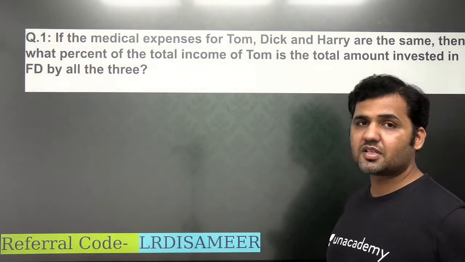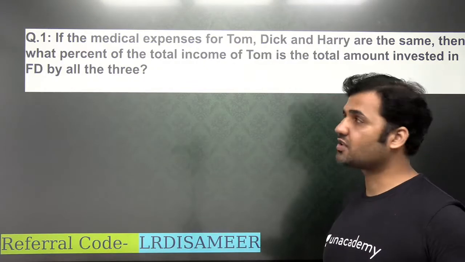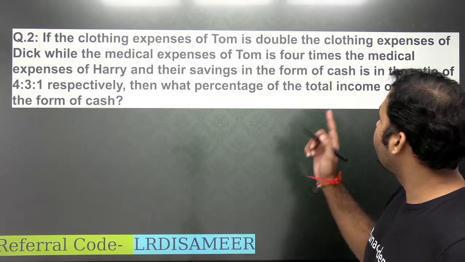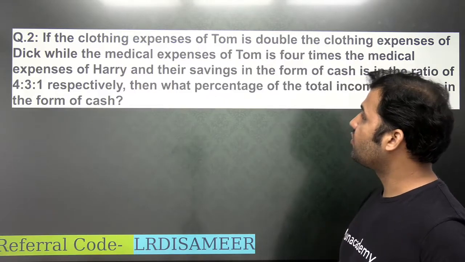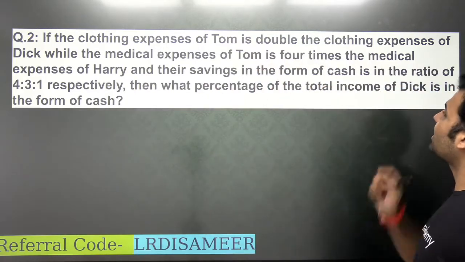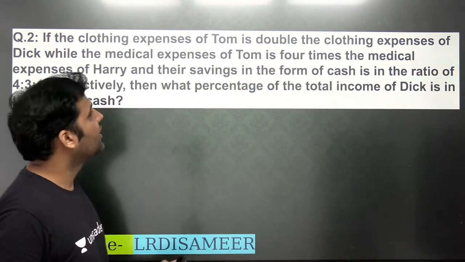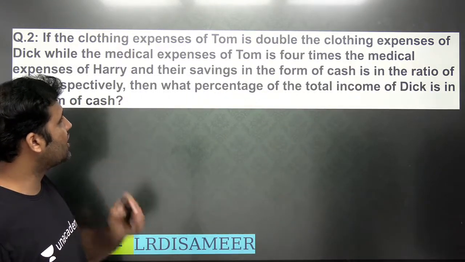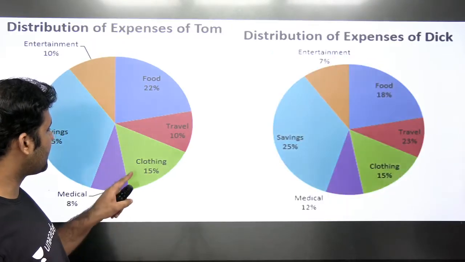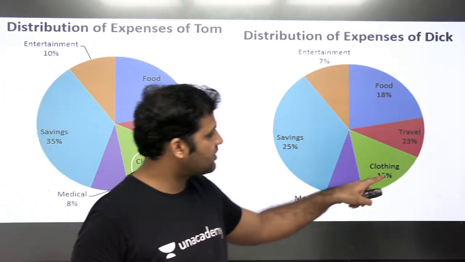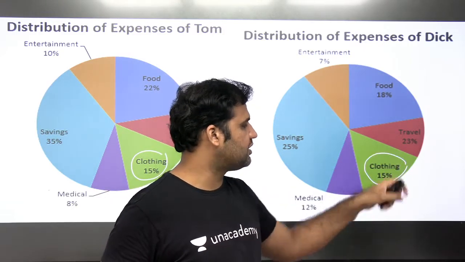Question number 1 has been discussed. 18.5% was the answer of the question. Question number 2 says, if the clothing expense of Tom is double the clothing expense of Dick, while the medical expense of Tom is 4 times the medical expense of Harry. So let's straight away use this information. The clothing expense of Tom, guys, you see that in this graph the clothing expense is 15%, right? And Dick's clothing expense is 15%.